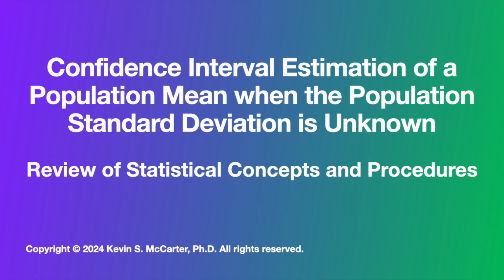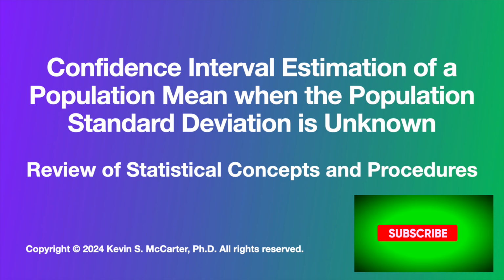So that wraps up constructing confidence limits for a population mean where we don't know the population standard deviation and therefore are using the t-distribution.